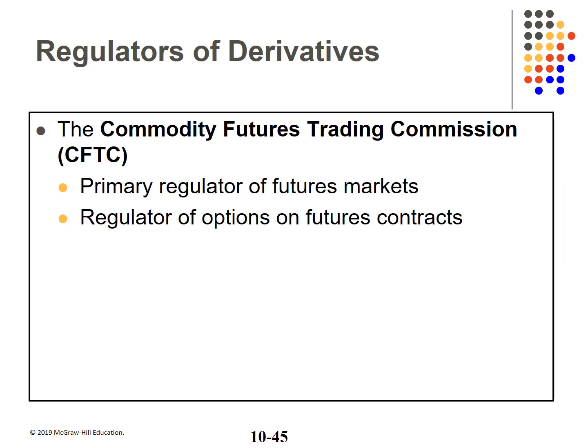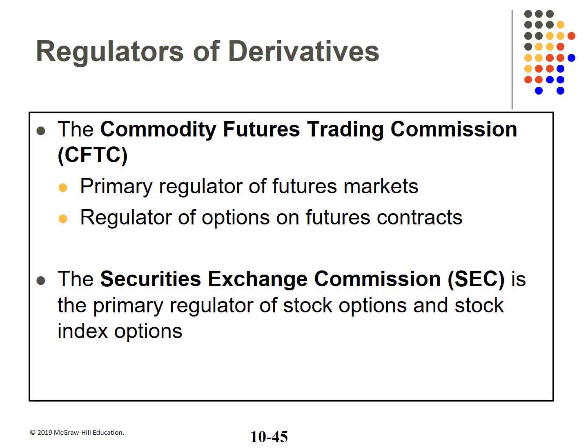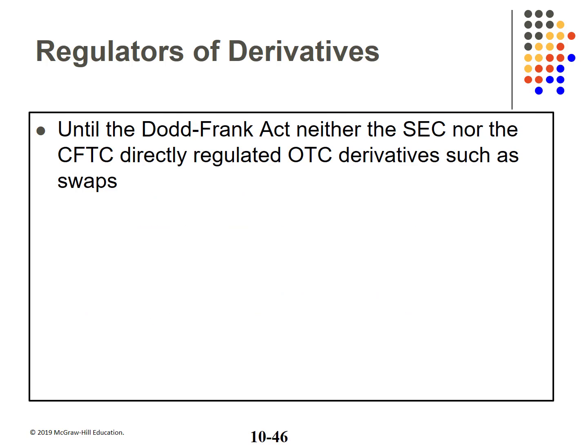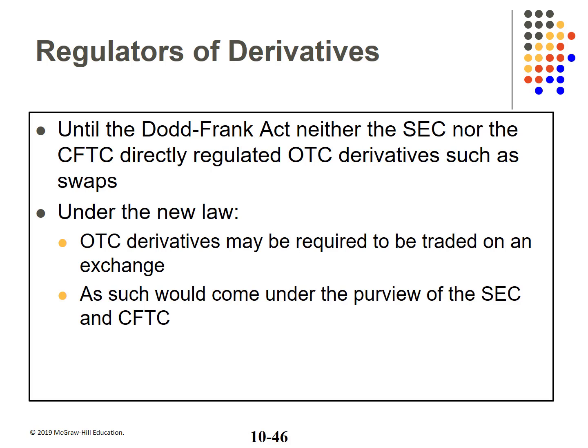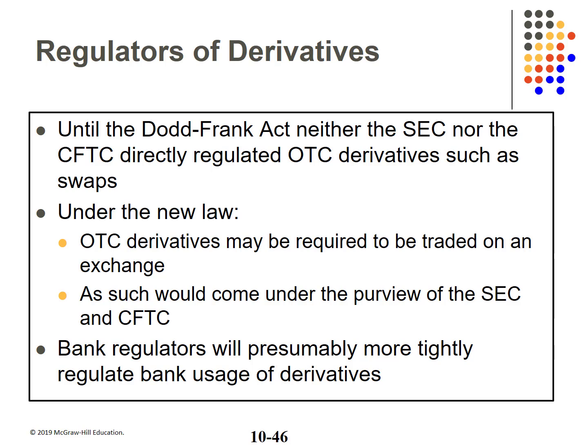Futures markets are regulated by the Commodity Futures Trading Commission. The CFTC regulates futures and options on futures. The SEC remains the overall regulator of stock and stock option markets. Until Dodd-Frank, neither the CFTC nor the SEC regulated over-the-counter derivatives like swaps. Under the new laws, OTC derivatives may be required to trade on exchanges and would then come under the oversight of the SEC. Bank regulators are expected to more tightly regulate bank usage of derivatives.